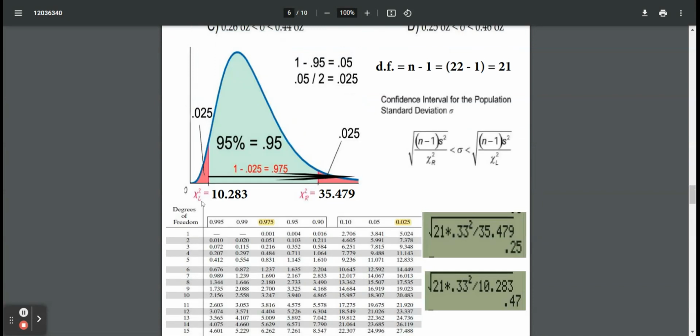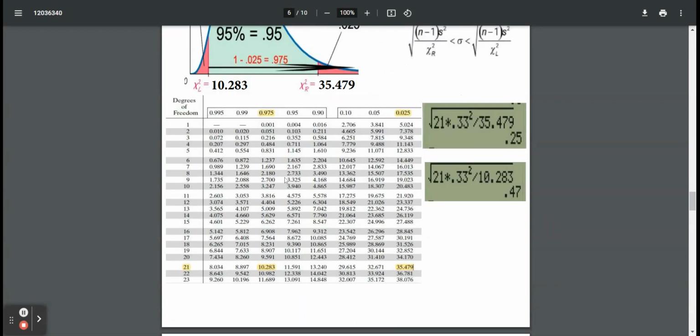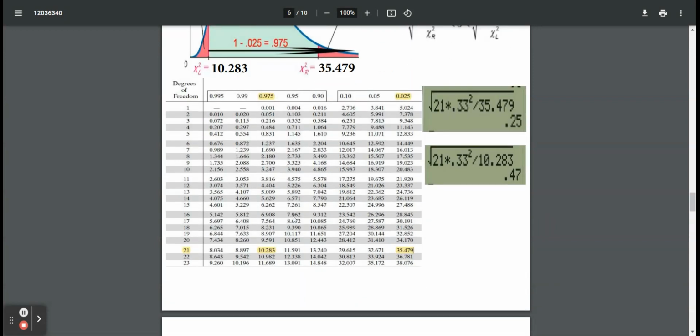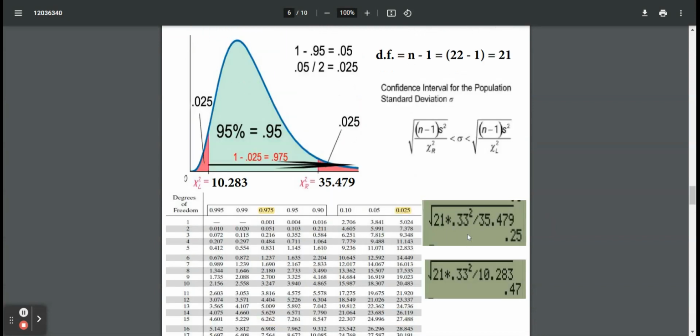To calculate chi-squared left, it's the area to the right, from this vertical line all the way till you can't go any further. If this smidgen is 0.025, then the area from here all the way to the right is one whole minus this little smidgen, 0.975. If I match up 0.975 with 21 degrees of freedom, I read a chi-squared left value of 10.283.